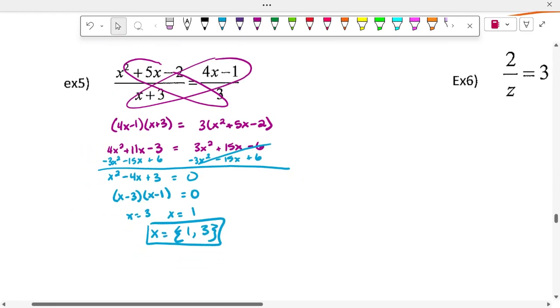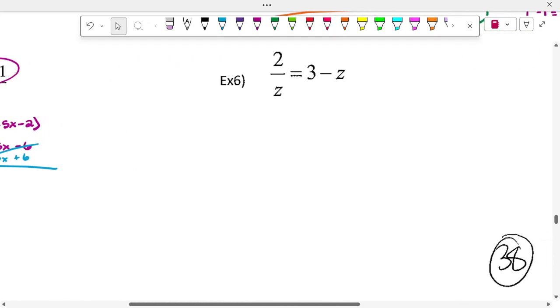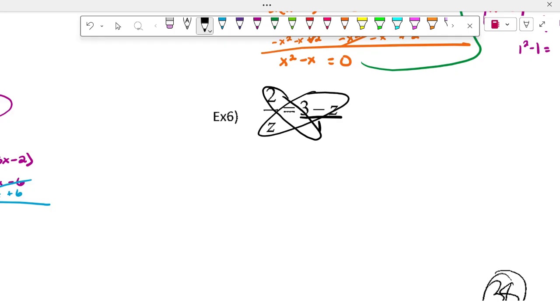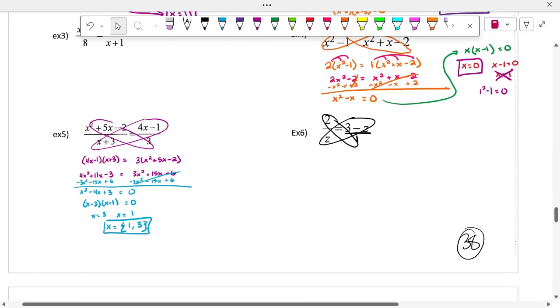All right. Now, example 6, we're not going to do it, but I just want to bring something up. So, if one of the sides is not a fraction, what do you do? Put it over 1 and then cross multiply. So again, we're not going to do it, but just know if one side doesn't have a fraction, put it over 1 and then cross multiply. So that should not deter you. All right. Okay. Any questions on solving equations with proportions?